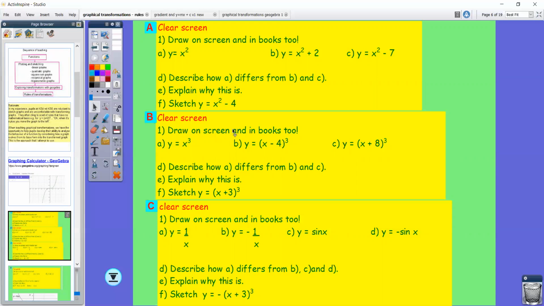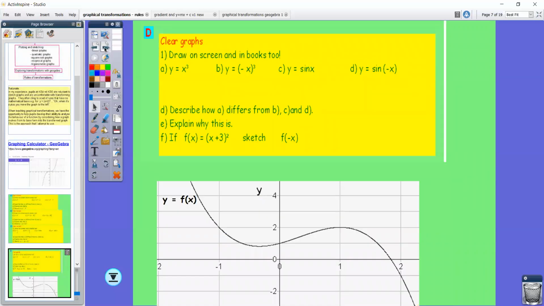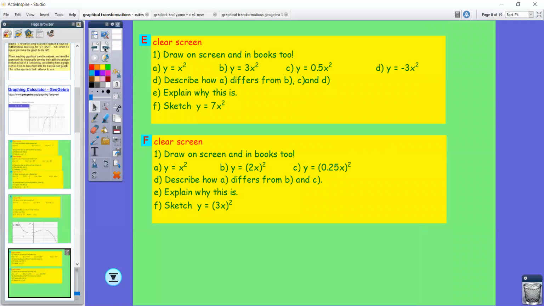Okay, so you probably recognize the transformations that I'm looking at here. A, B, C, E, and E and F.